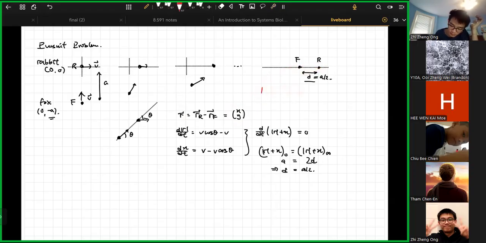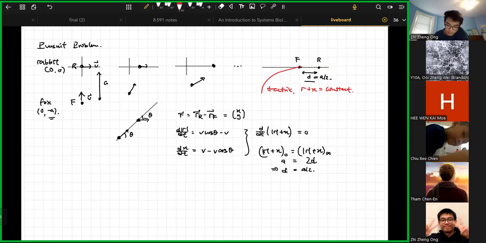So let's see. Tractrix. It has this property where R plus X is constant, where R is the separation of it from the rabbit, and X is the horizontal component of that.